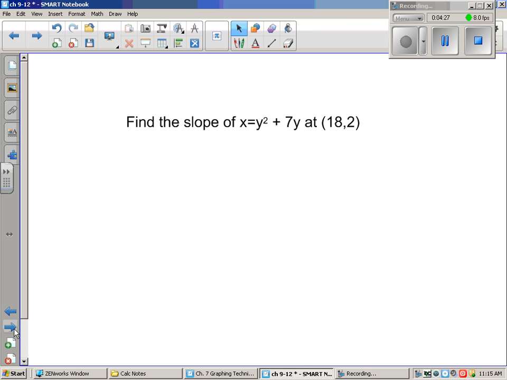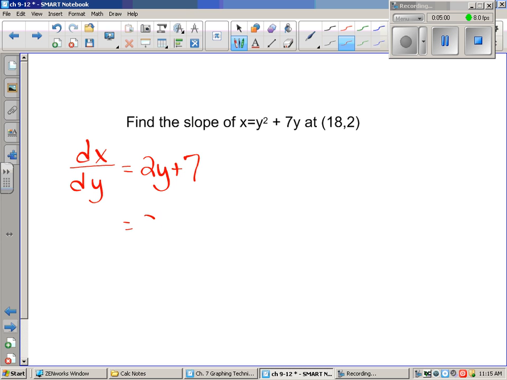So what I'm going to do is find the slope of this. Again, when you do the derivative, what will this look like on the left side? dx over dy. All right, and what is the derivative of that first part? 2y plus 7. Any questions about that? If I want to know the slope at that point, then all that I need to do is plug in which value, the 18 or the 2? The 2, because that's the y, and this says 2y. So that would mean I'm going to do 2 times 2 plus 7. And that would mean it's 11.